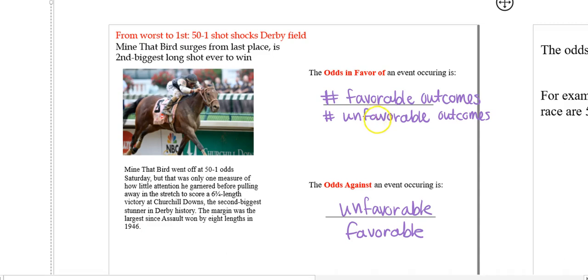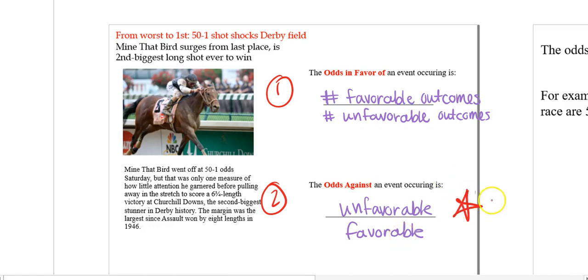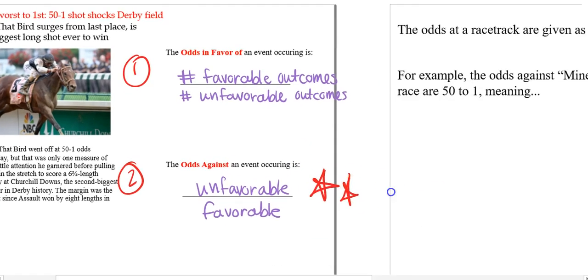When we talk about odds, you notice there's two different types. There's odds in favor and there's odds against. Odds in favor, you list the number of favorable outcomes divided by the number of unfavorable. And that's where the difference is between this and regular probability. It's not divided by the total, it's divided by the unfavorable. Whereas odds against are unfavorable divided by favorable. Odds against is what most sports gambling sites talk about.